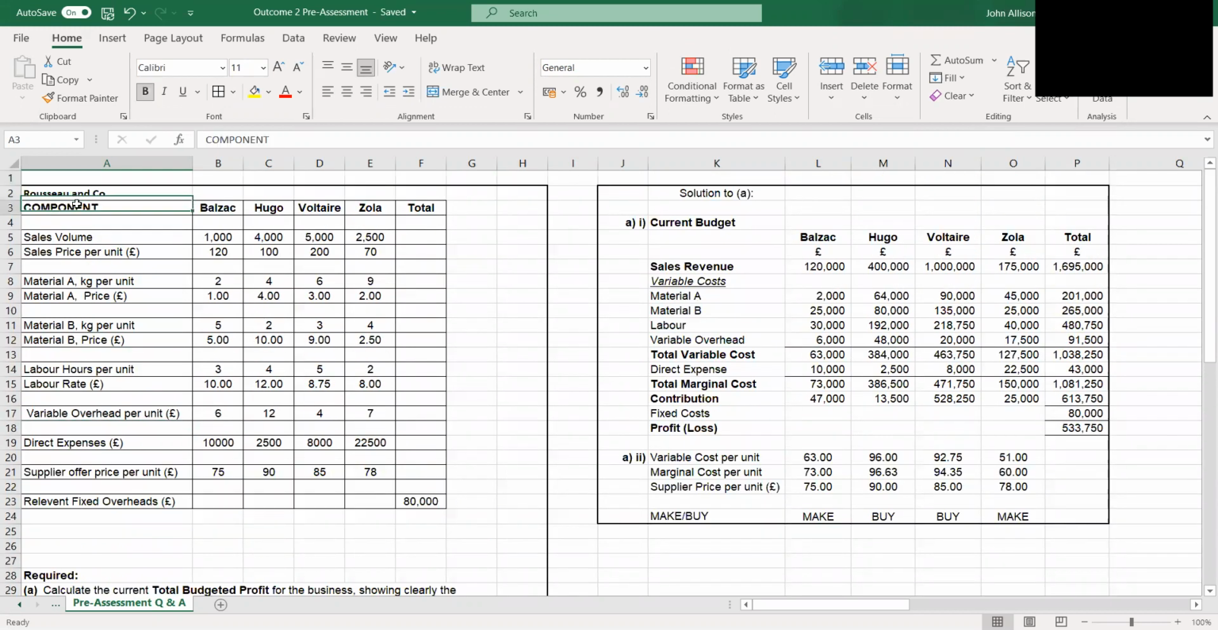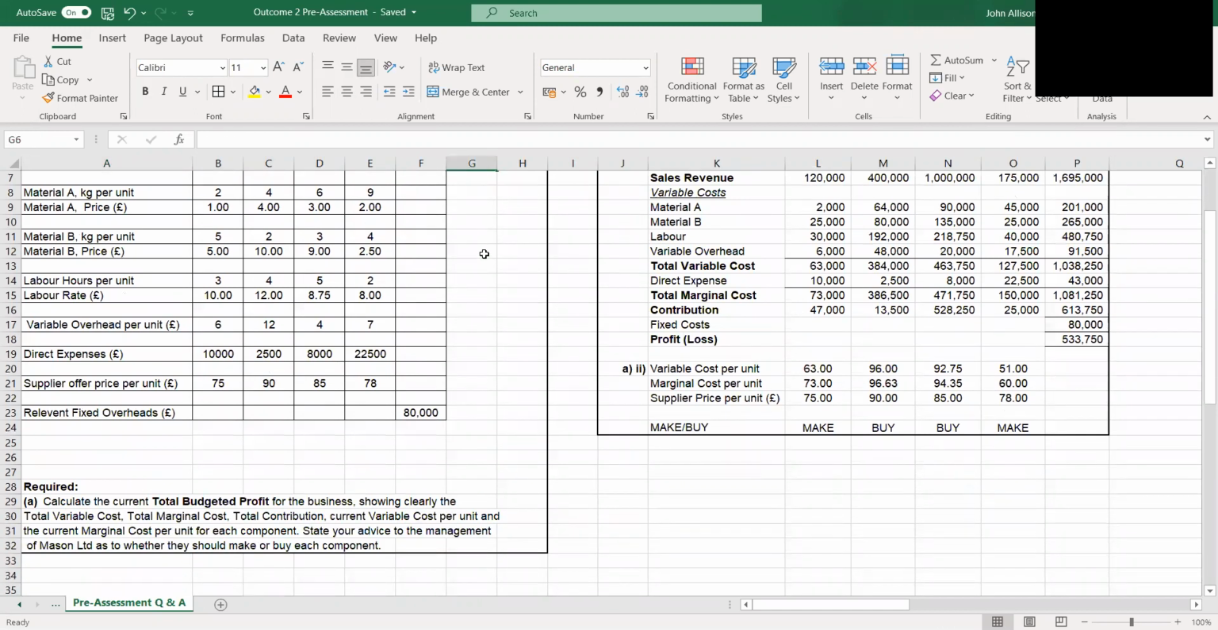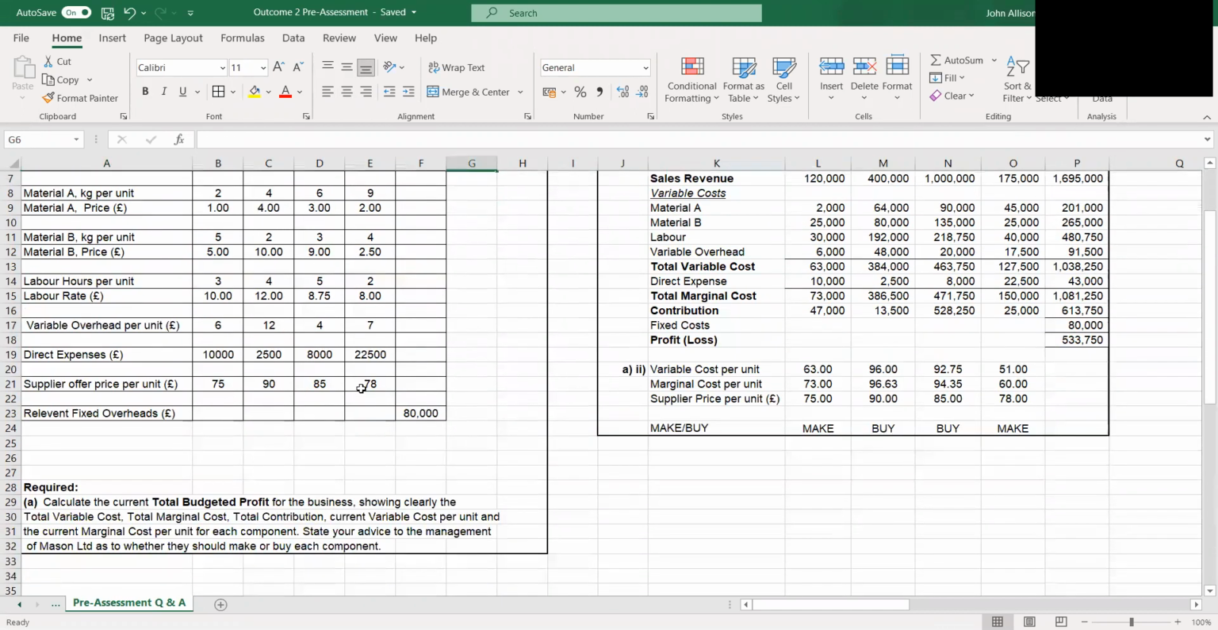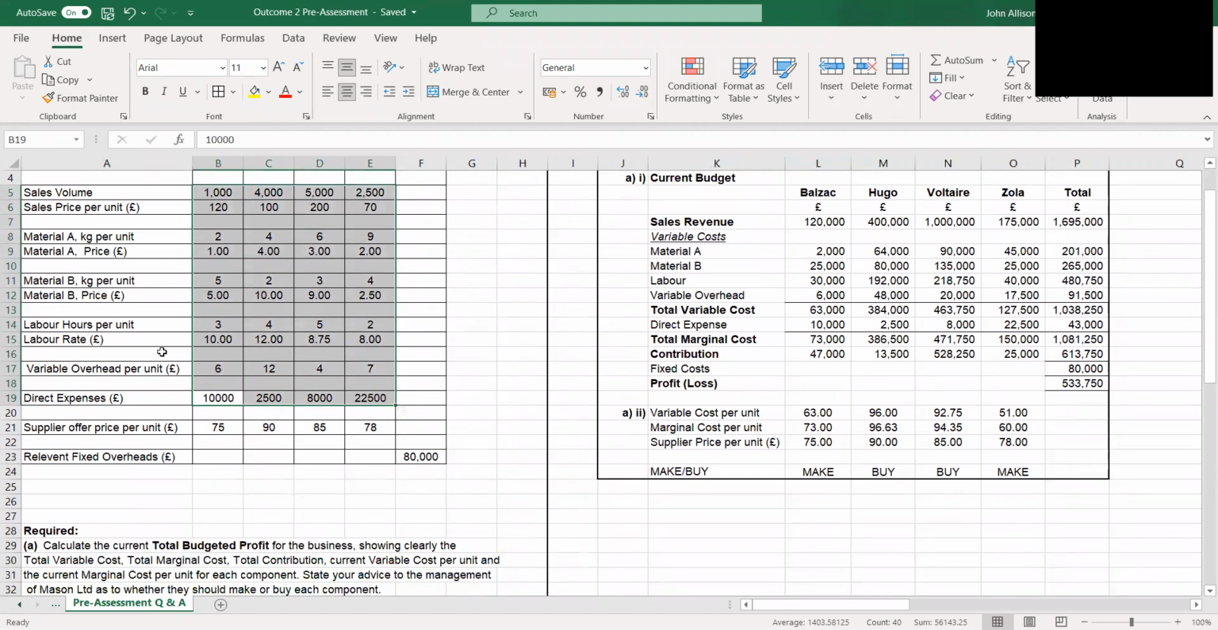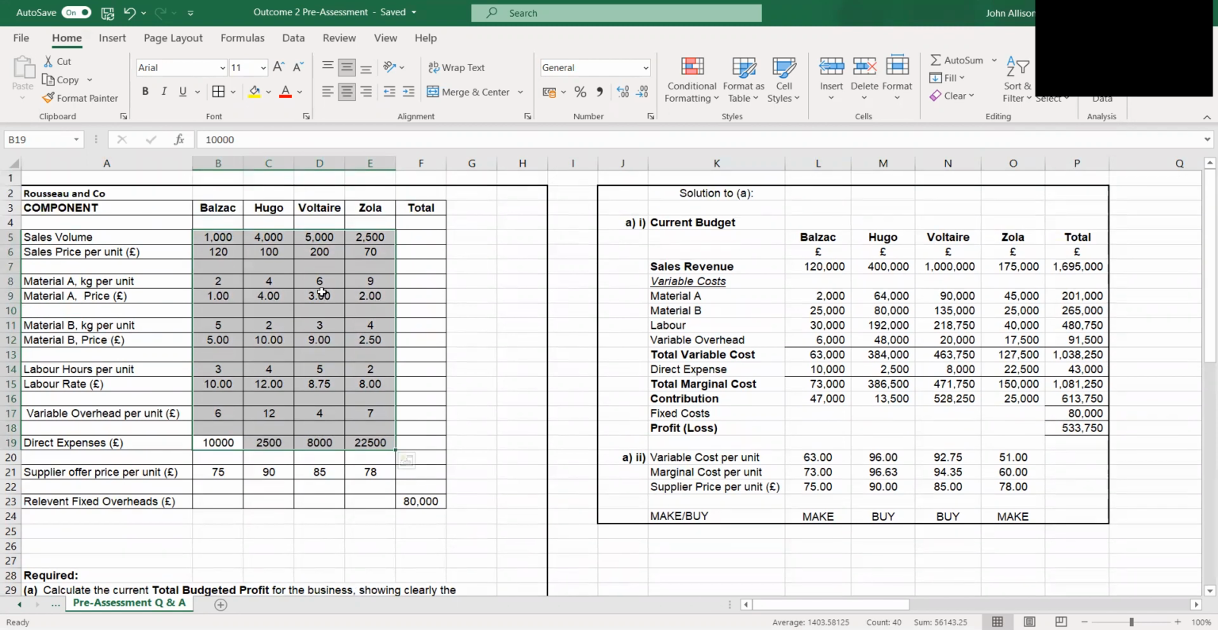There's a company that's making a component. Oh, sorry, it's making 4 components. And using these 4 components, we've got to calculate, using the information about the sales volume and the sales price, material A, material B, that's used to make each of these 4 components, and the labour hours and the labour rate, and the variable overhead and direct expenses. We've got to work out the total profit from making all of these. So if we make all of these, what will the total profit be?